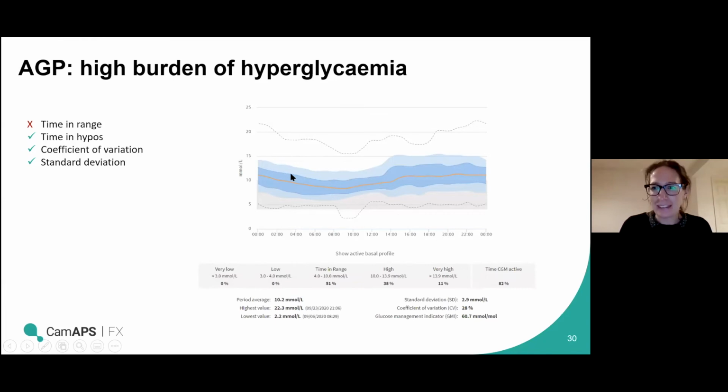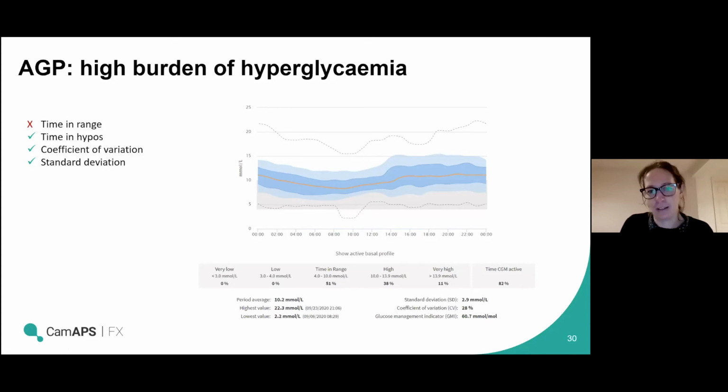So if I see this sort of thing in clinic, I think, brilliant, this has got real potential to make significant improvements without the worry of high variability and the high risk of hypoglycemia. You can see here, coefficient of variation 28%. So all we need to do is try and bring down the mean glucose without running into too many problems with hypoglycemia.